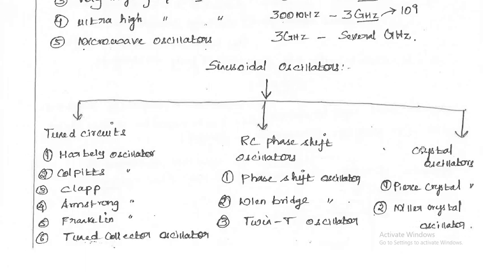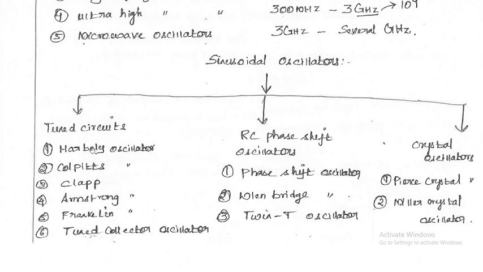So now we are seeing the types. The first one is called LC oscillators. LC oscillators are nothing but tuned circuits. As the name suggests, LC, these oscillators have inductors and capacitors. The types of LC oscillators are Hartley oscillator, Colpitts oscillator, Clapp oscillator, Armstrong oscillator, Franklin oscillator, and finally tuned collector oscillator.